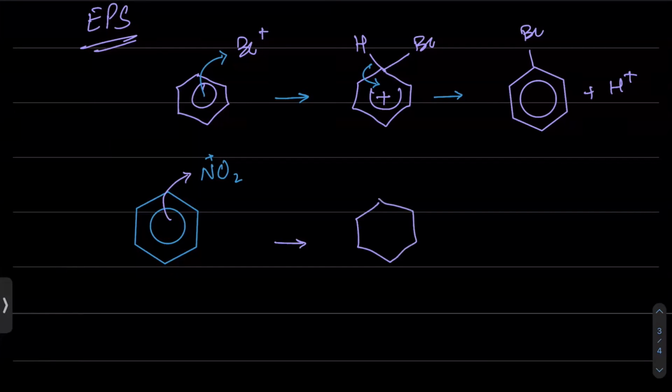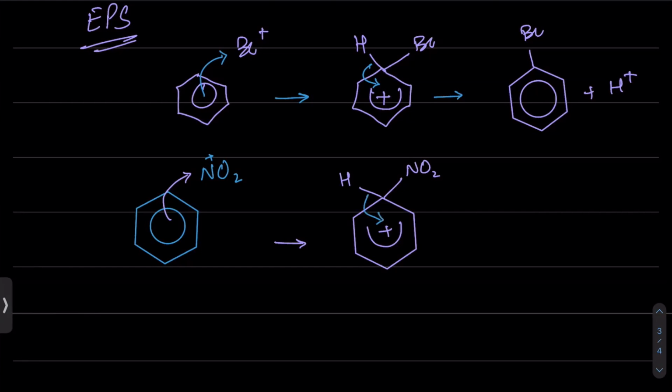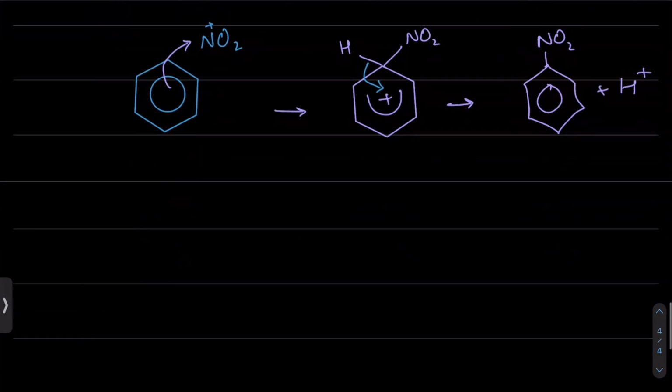Now in the intermediate the charge must travel to the ring. This hydrogen's bond is shared here. So now you're left with nitrobenzene plus hydrogen ion. Okay, let's try one more. I want to end up with this thing.